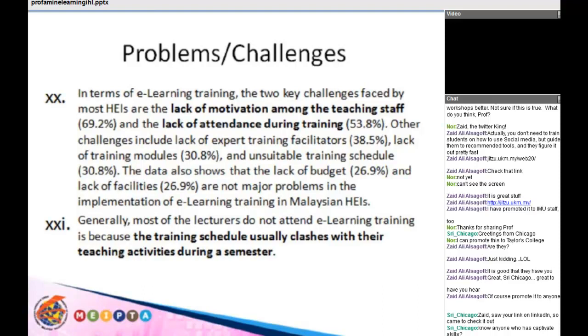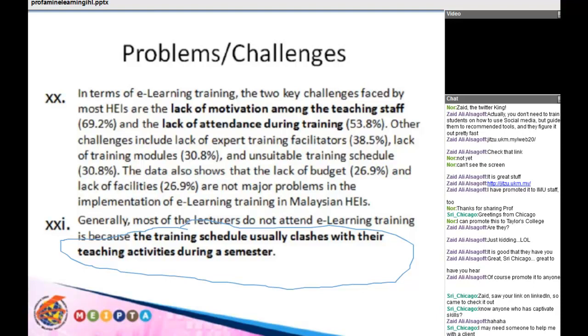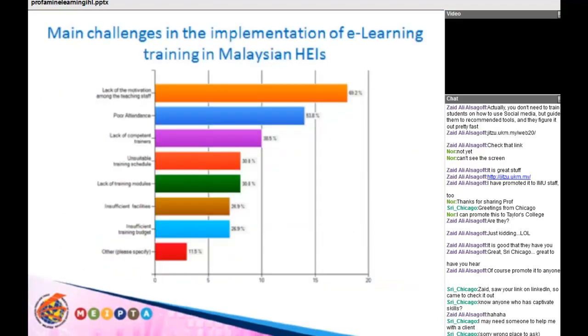Okay, finally, most lecturers do not attend e-learning training because the training schedule clashes with the teaching activities. So I think this is very important: when you have your training programs, make it during the semester break, or, if you can, have your training online so that they can access the training materials anytime, anywhere. Okay, let's move on.